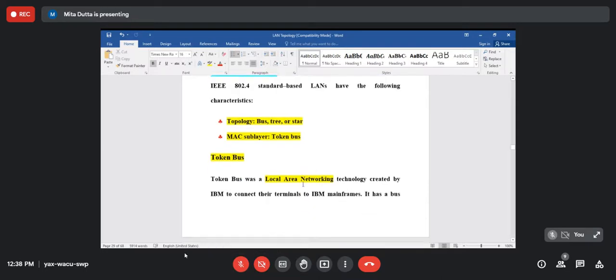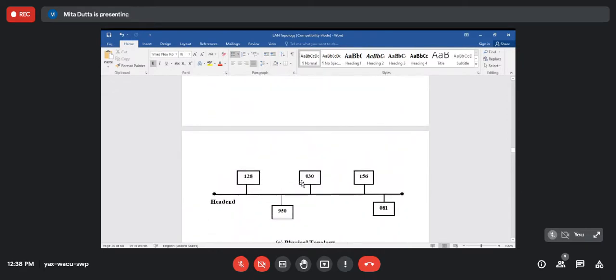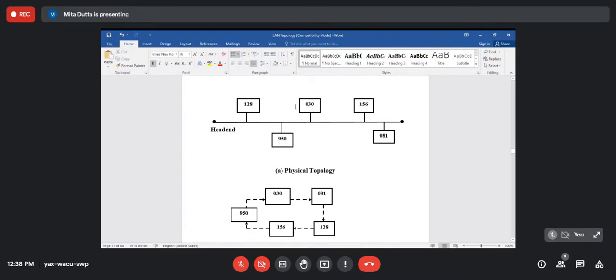But here in token bus, information transmission follows a logical ring, not the physical connection of the nodes. Say this is the physical topology of the bus. These are the addresses of the stations. The station which has address 128 is connected here, and the station which has address 81 is connected here, and in between we have all these stations.